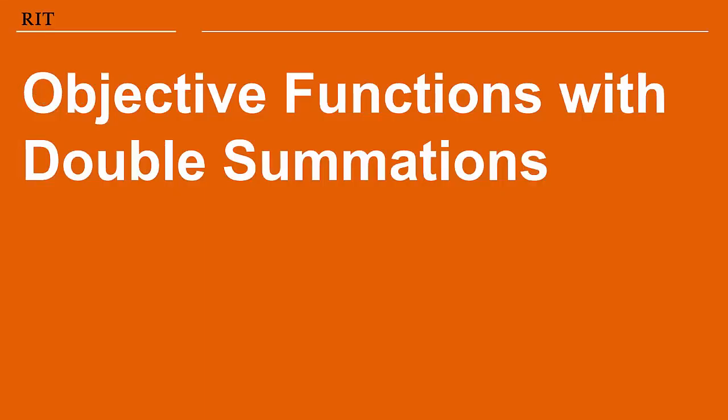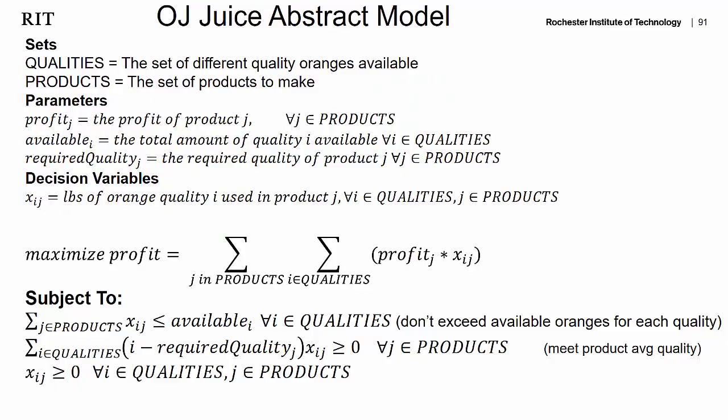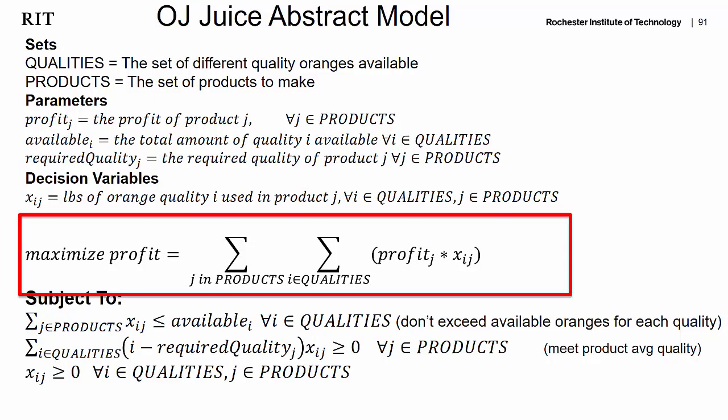So first let's start with our objective function, and the special part about this objective function that we haven't seen before is that it uses a double summation. So if we're looking at our orange juice abstract model formulation, we're going to be coding this objective function here. And we can see that it's a double summation over the products and the quality set. So we're going to focus on how to incorporate that when we are writing this in Pyomo.